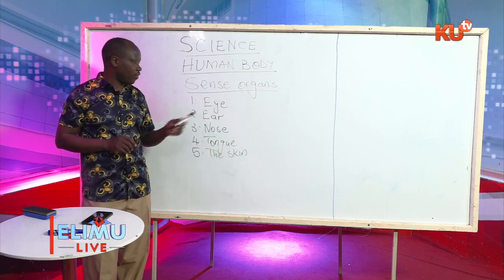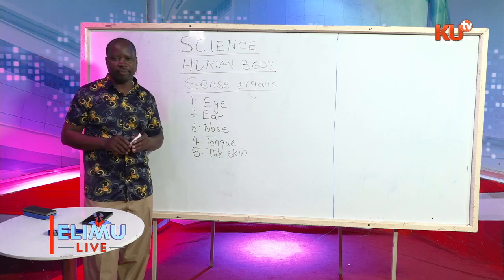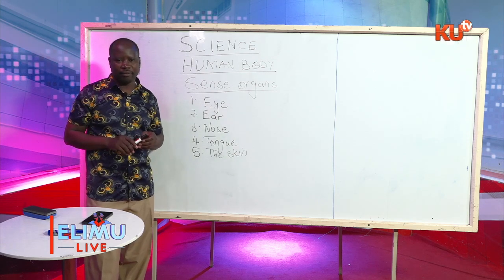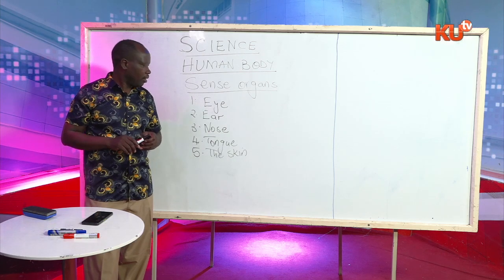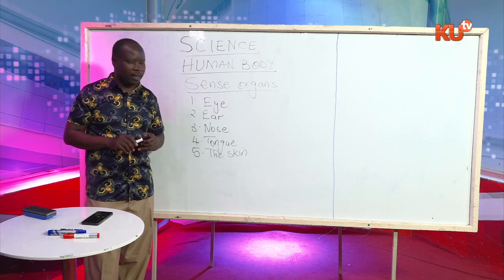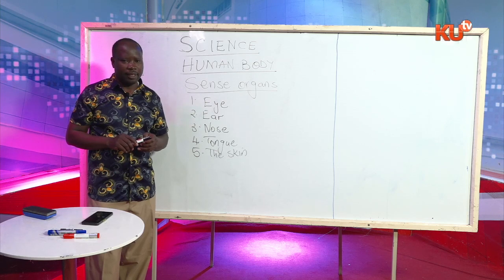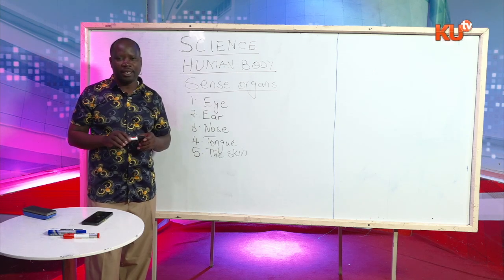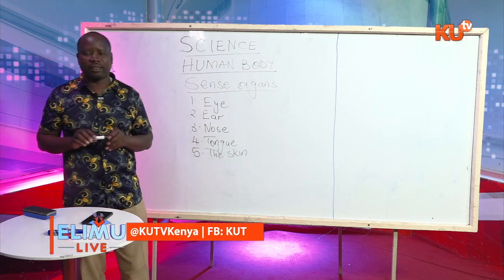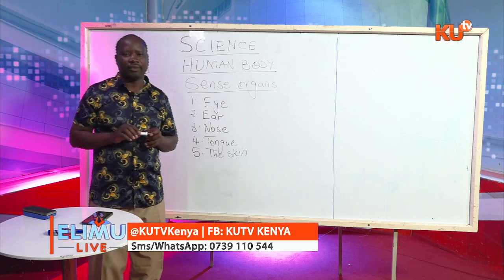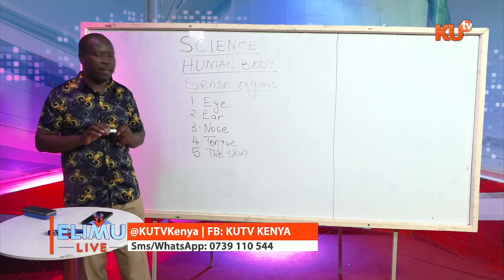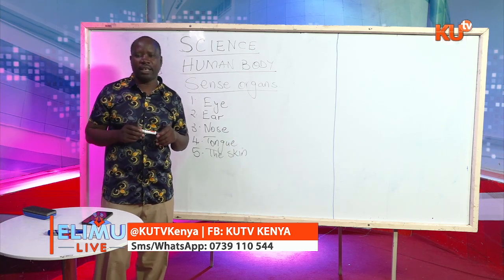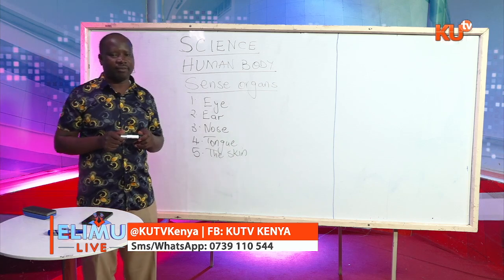I want us to start with the first one, the eye. What is the function of the eye? Close your eye. I want us to close our eyes, except me. So you close your eyes for 30 seconds. Close both eyes for 30 seconds. Then I'll give the next instruction.